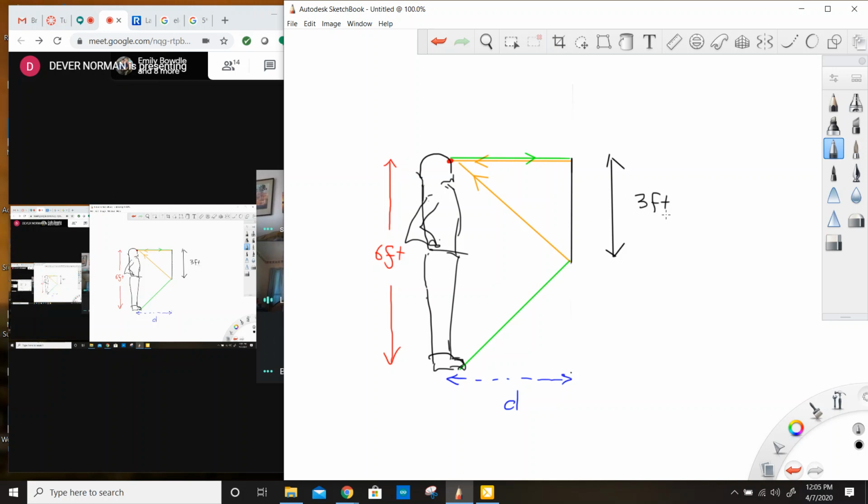Go try it out. If you have a long mirror, try to cover up part of the mirror and see how much of that mirror is actually necessary in order to see your entire body. It's kind of interesting.